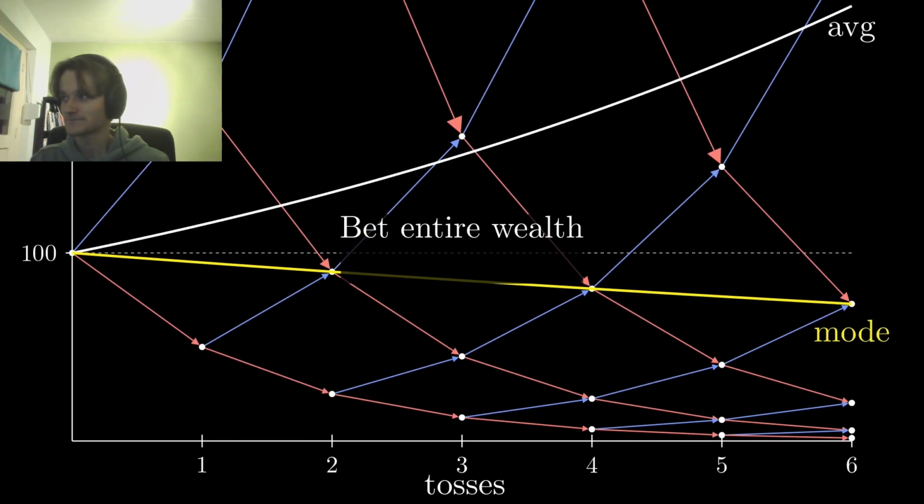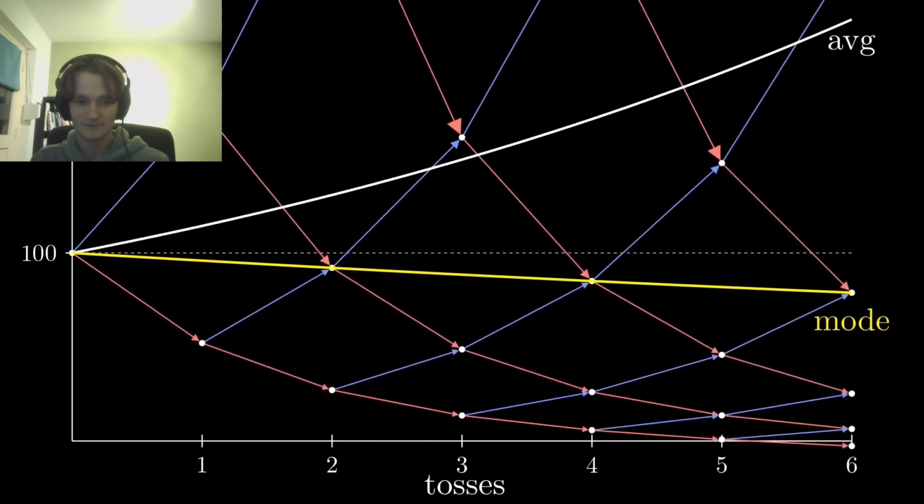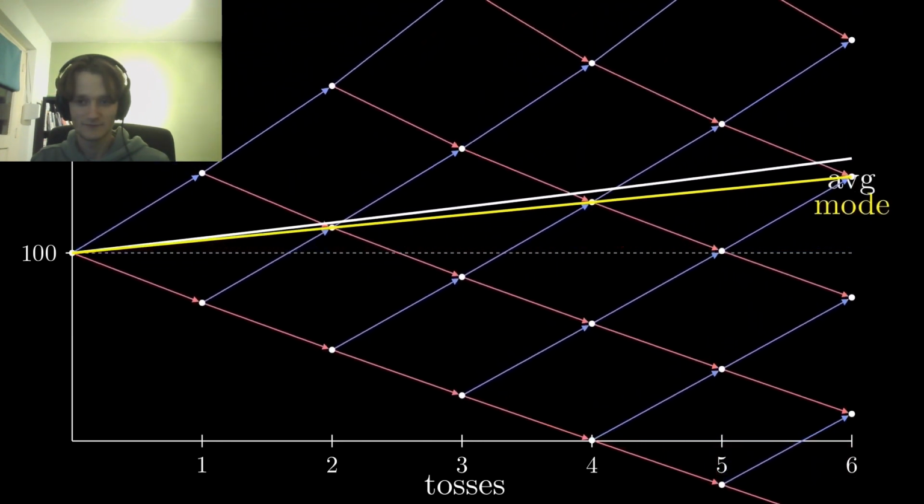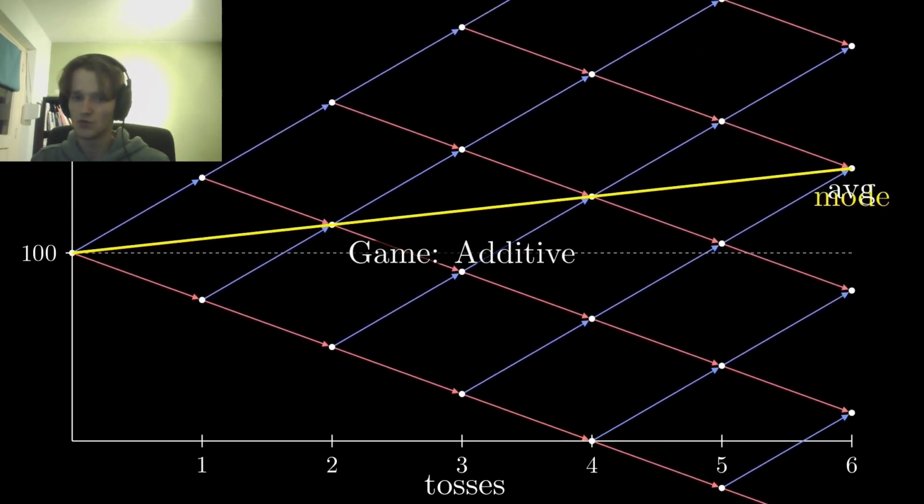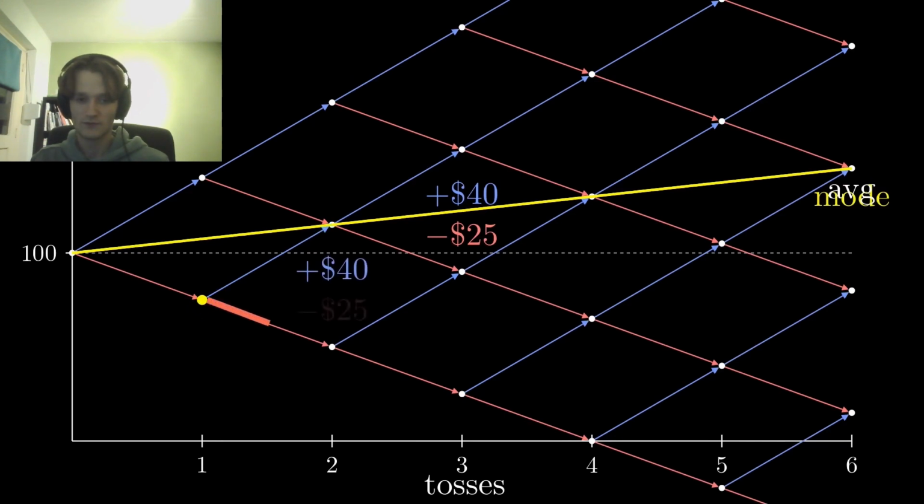What if we didn't bet our entire wealth on each coin flip? Let's try betting only a fixed amount of $50 on each coin flip. This is an additive way to play the game. Note that we're not in logarithmic view, we simply changed our strategy. Now heads always gives $40 and tails always subtracts $25, no matter where we are. Our mode now slopes upward and equals the average.